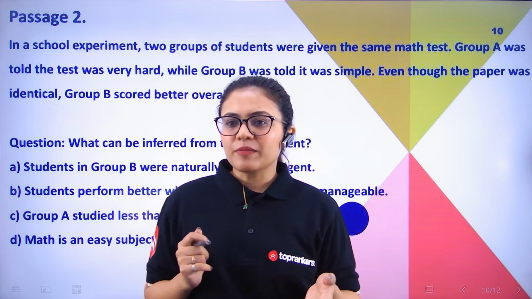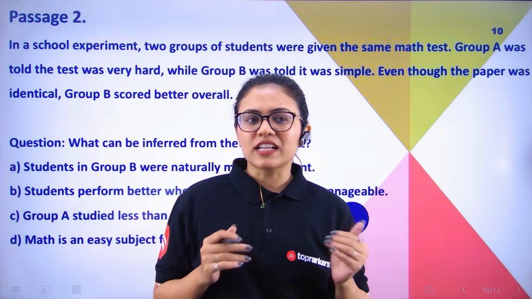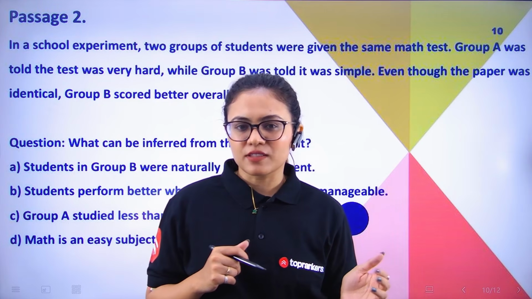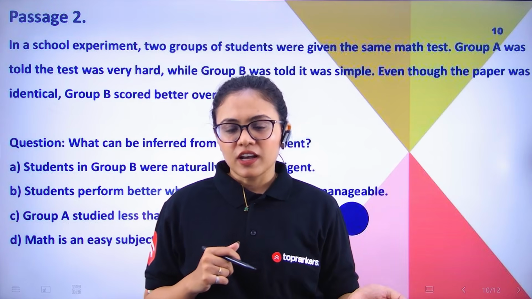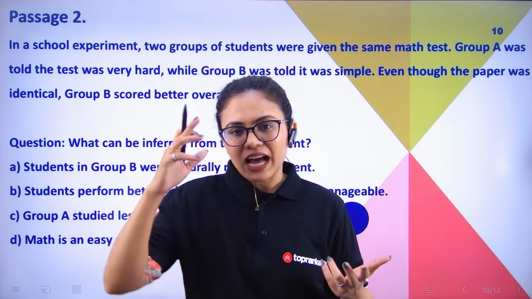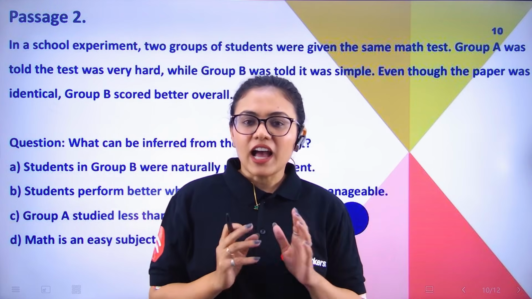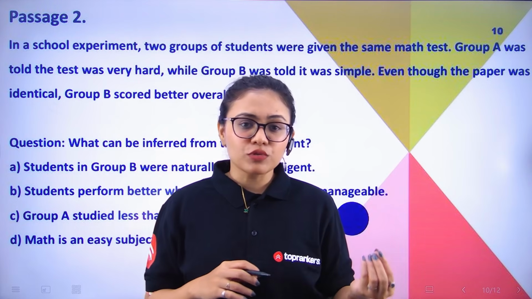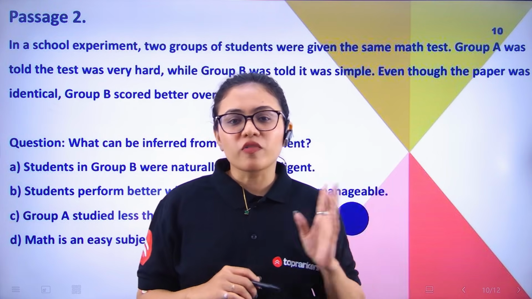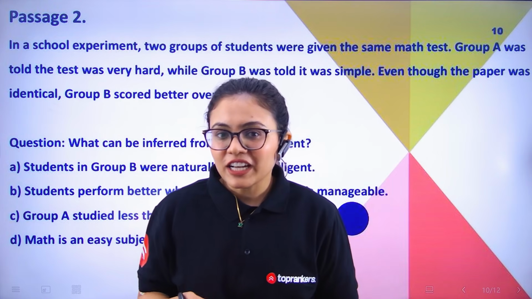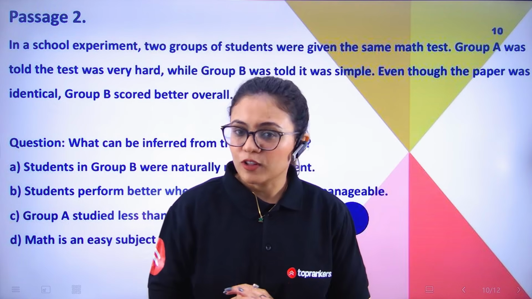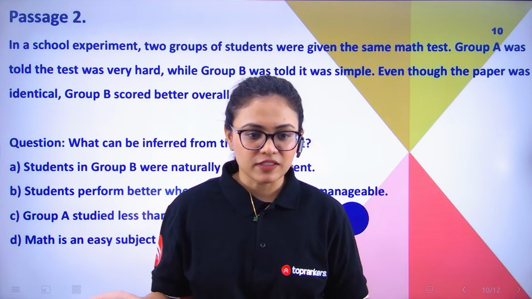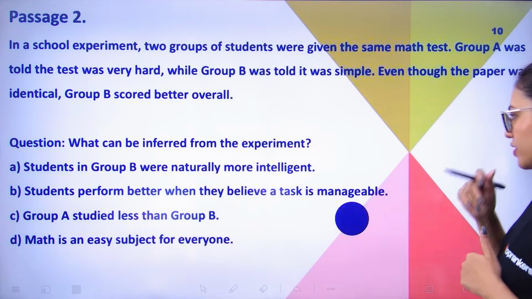And that basically means, see, as soon as you tell somebody that it is easy, it is manageable, it is doable, automatically your mentality shifts towards that. And even though the paper was identical, we saw that Group B students had a better score overall. क्योंकि Group B को क्या बताया गया था? That the test is easy, although the test was similar for both the parties, right? So what can be inferred from the experiment?